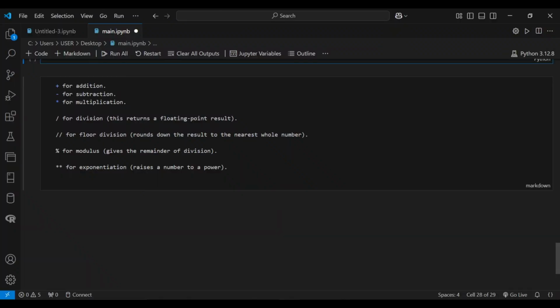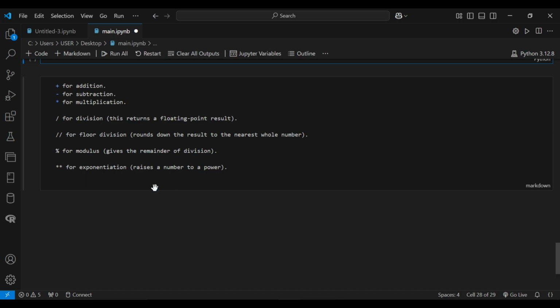Python is great for performing calculations. Let's quickly go through some of the arithmetic operators. Here are some of the arithmetic operators we'll be looking at. We have addition, subtraction, multiplication, division, which I believe we all have an idea of. Floor division basically rounds your result down to the nearest whole number, while modulus will give you the remainder of whatever division you are doing, and exponent raises a number to a power.